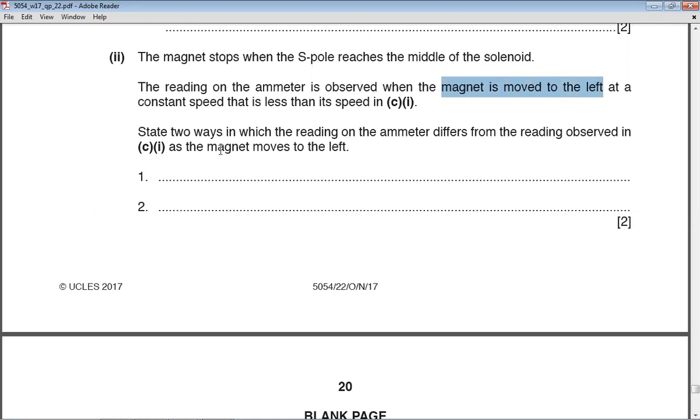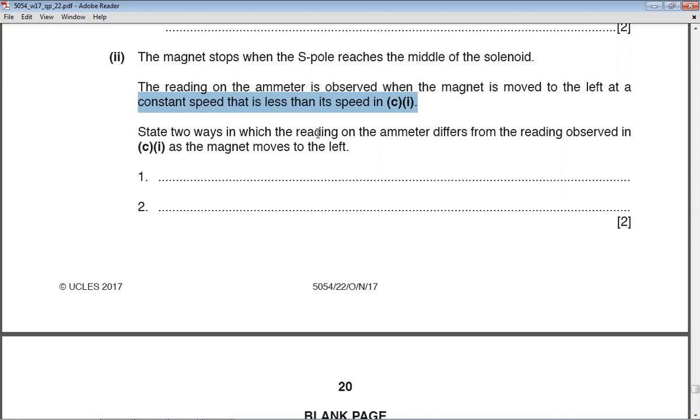Before, the magnet was moving to the right. And now it is moving at a constant speed that is less than the speed which was in the C first part. So the current which will be induced, that will be in the opposite direction, plus the EMF of that current will be less. The amount of current will also be less. So the ammeter will have 2 differences now.